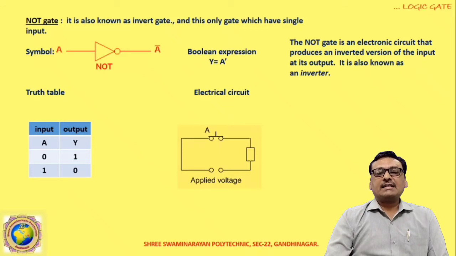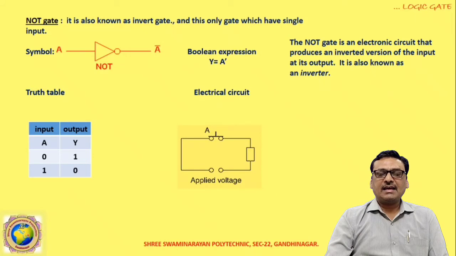The NOT gate is an electronic circuit that produces an inverted version of the input at its output. It is also known as an inverter. If the input variable is A, the inverter output is known as NOT A, which is also shown as A bar or A dash. Okay, so this is the NOT gate. Simply remember, if our input is 0, it will be converted into 1, low means high, off means on. This is the main characteristic of the NOT gate.